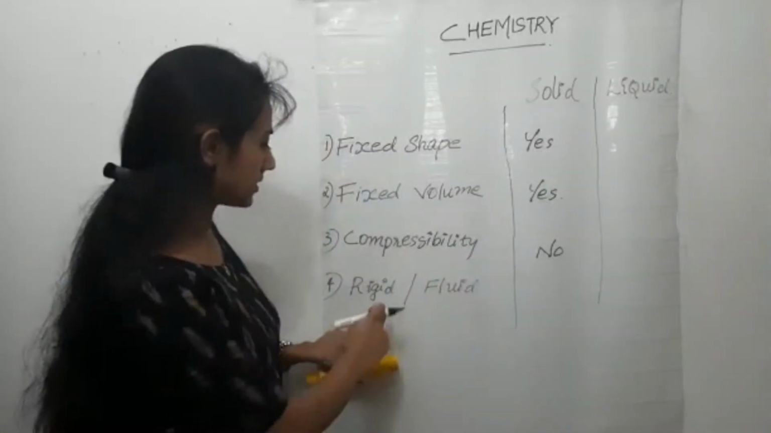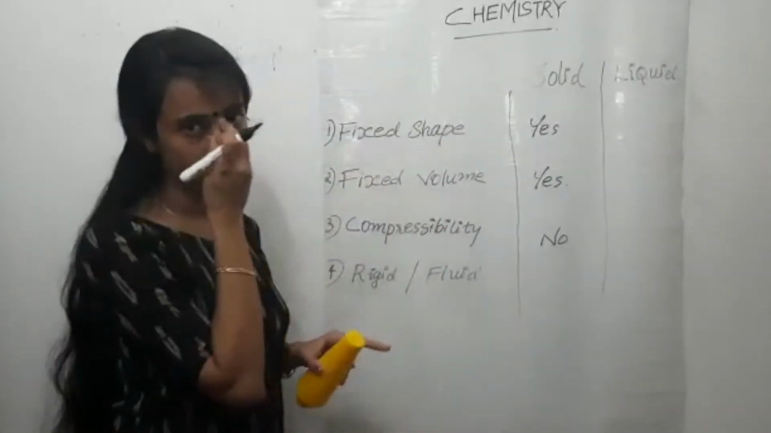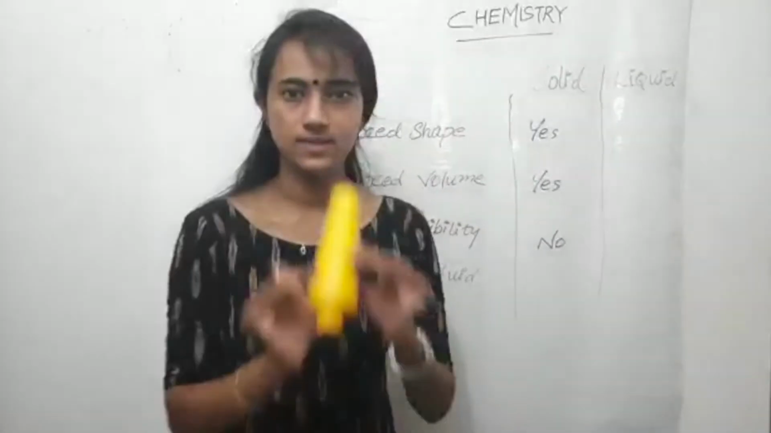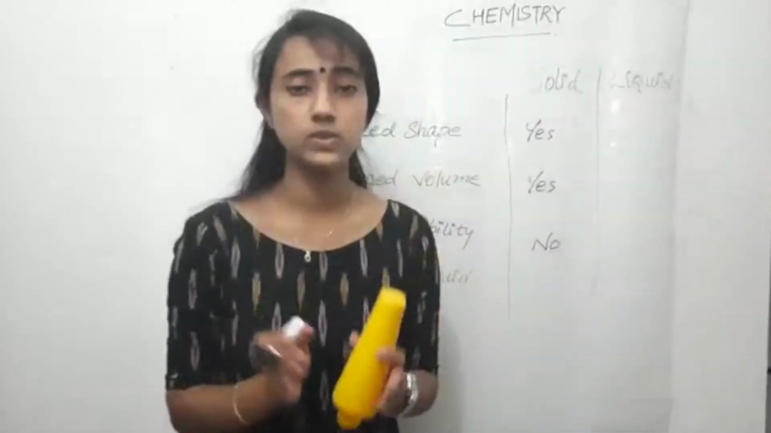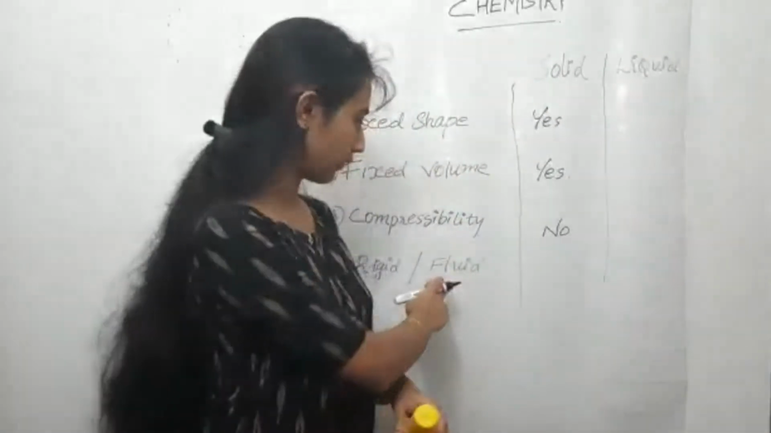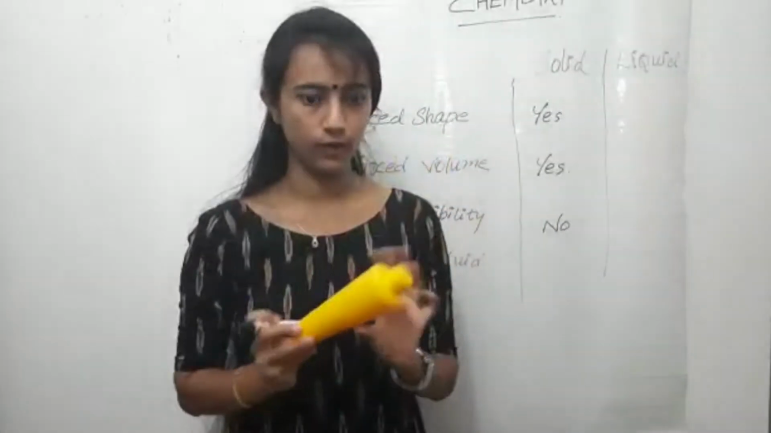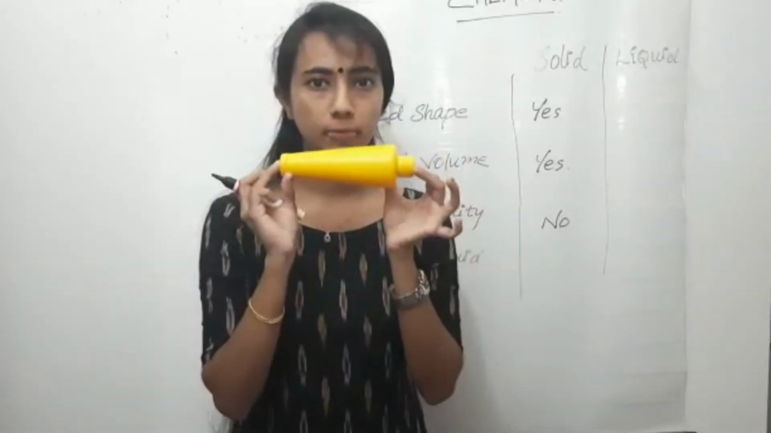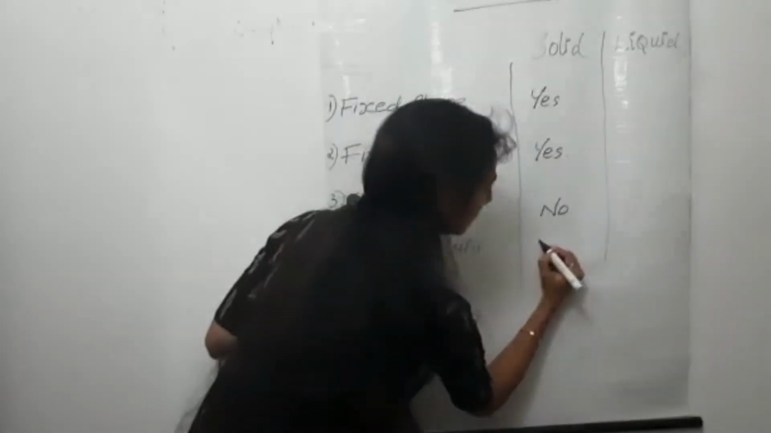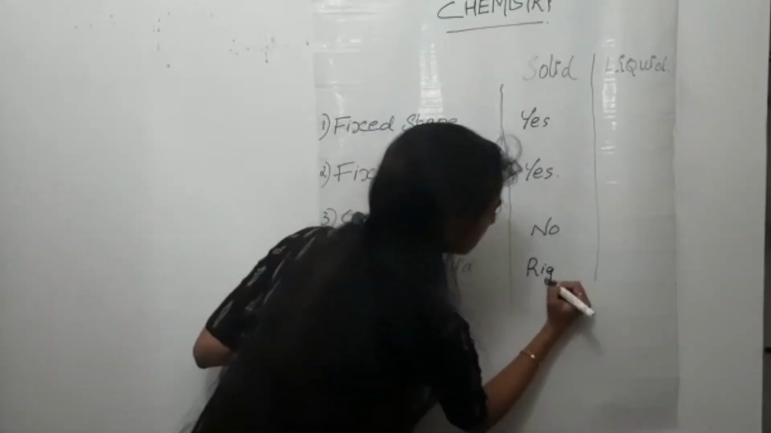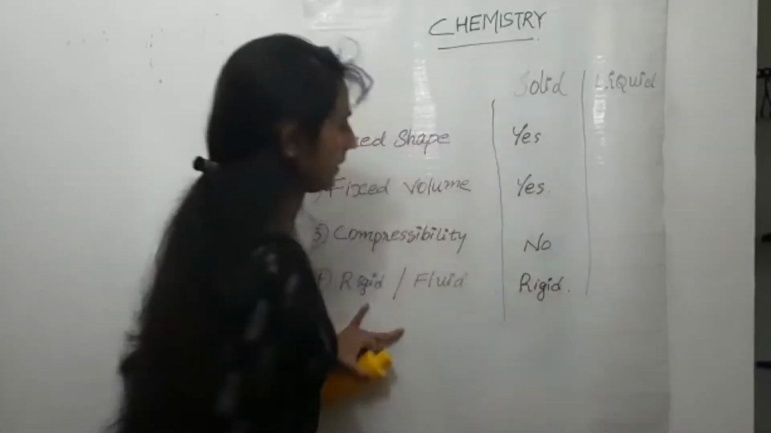The next one is rigid or fluid. Clearly we can say that this is rigid, because fluid means an object which is flowing. That is called fluids. Solids are not flowing. This has a fixed shape. So solid is rigid in shape.